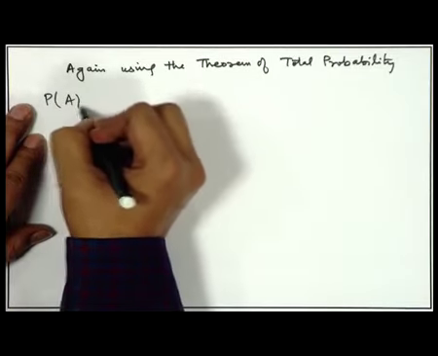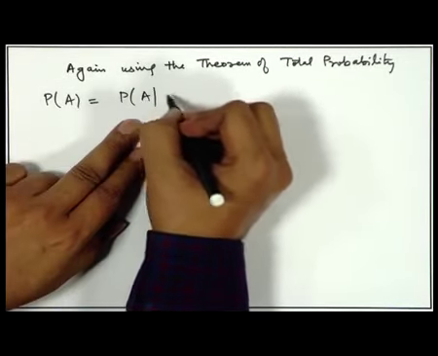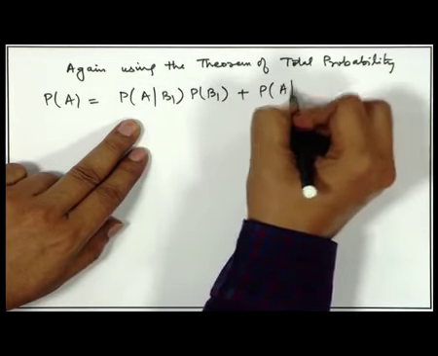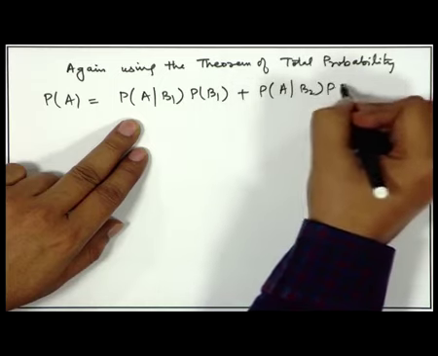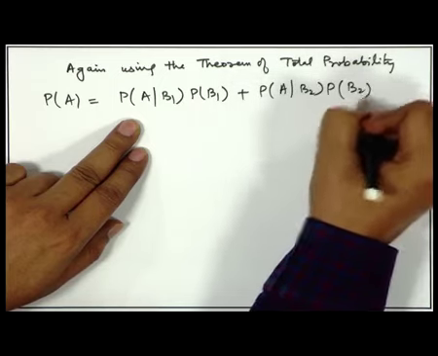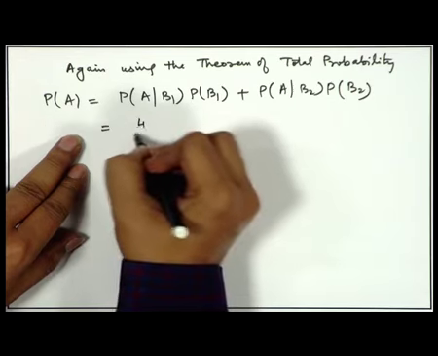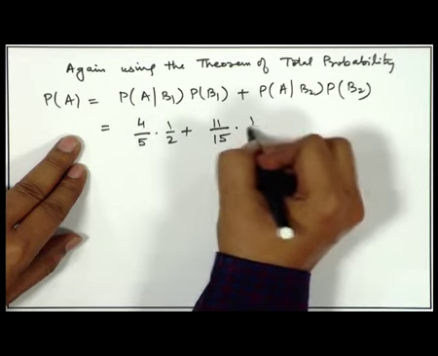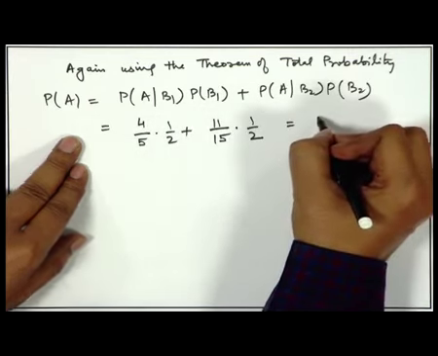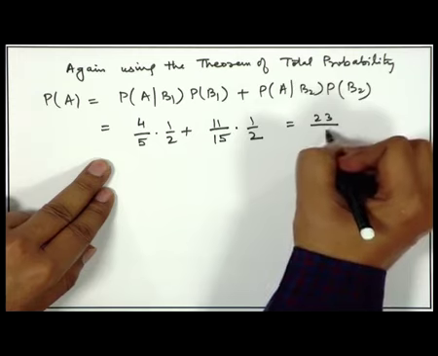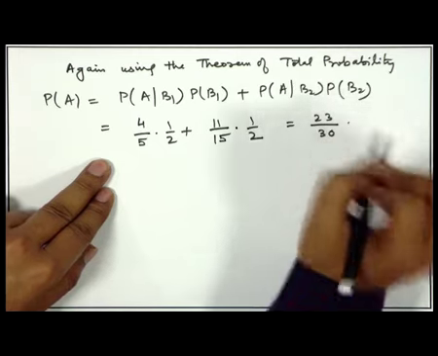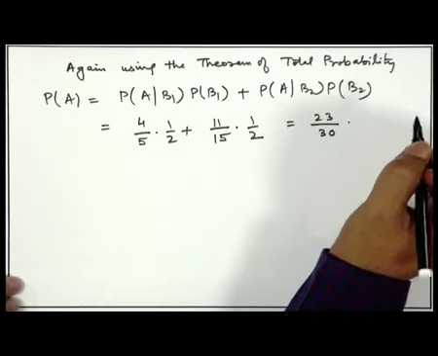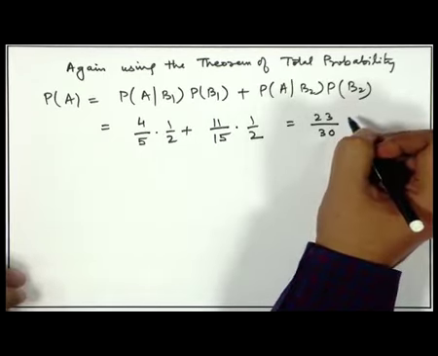Probability of A is equal to probability of A given B1 into probability of B1 plus probability of A given B2 into probability of B2, that is 4 by 5 into half plus 11 by 15 into half. So, that is equal to 23 by 30. So, the probability of drawing a white ball from urn U2 is 23 by 30.